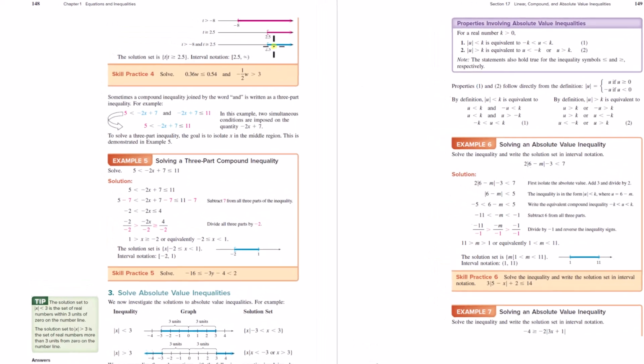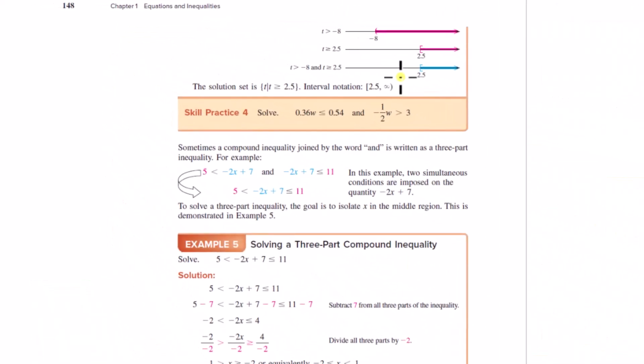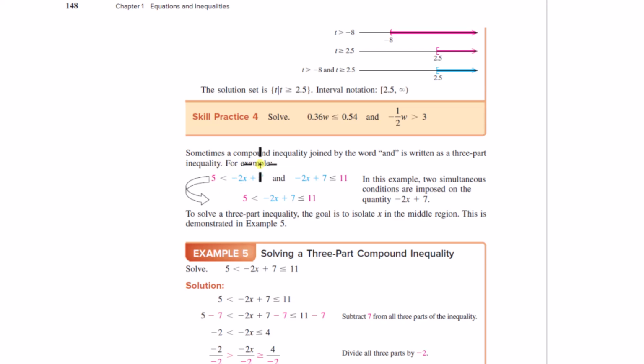And see, that's it. Now, sometimes a compound inequality joined by the word and is written as a three-part inequality. So if you see a three-part inequality like this, sometimes you'll see inequalities like this. That's just an and compound inequality, right?